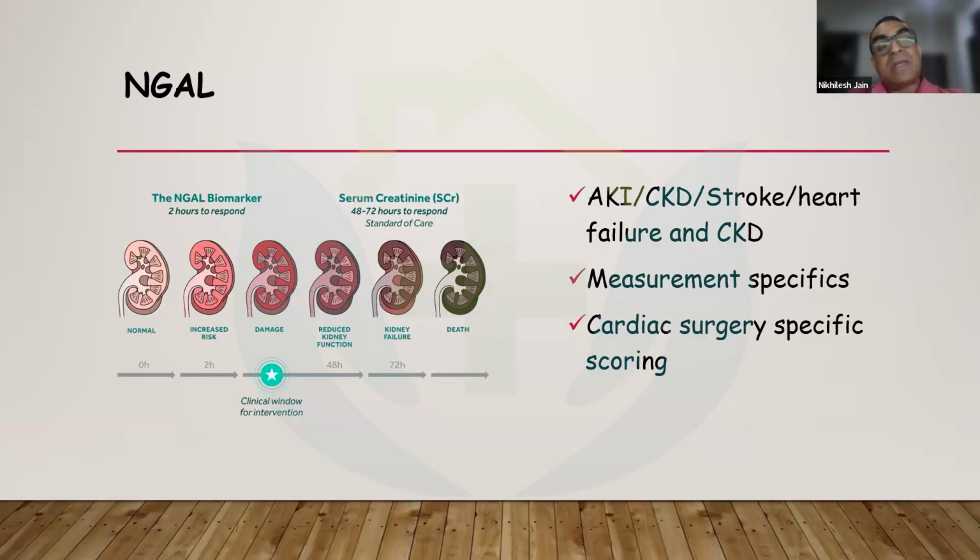A little word about NGAL, we need to know. It's a biomarker and it can be positive in AKI, chronic kidney disease, patients of stroke. These are false positives, heart failure along with CKD. You need to know the measurement specifics, how much time it takes, and when do you expect it to be of value to you. Most of the times, it is a cardiac surgery specific scoring, wherein the cardiac surgery subsets are the ones which actually benefit most by using NGAL. We discussed this before last time, and we need to know the biomarkers in that context.